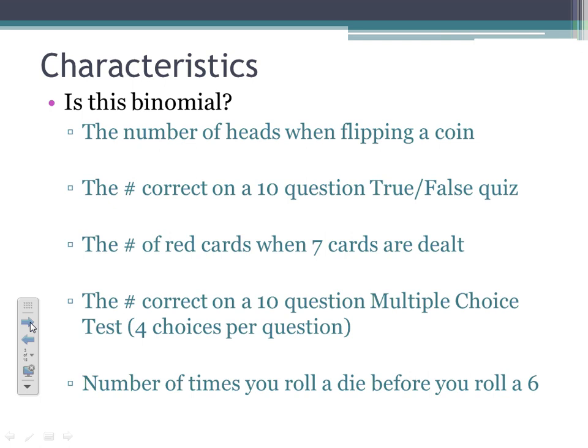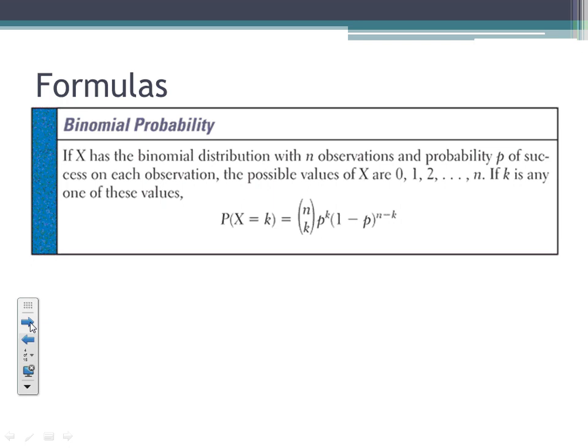So if you can identify that a problem fits the binomial distribution, then we're allowed to use the binomial distribution formula. And here's that formula. This formula is found in your gold packet, so you don't necessarily need to write this down in your notes, but you do need to know how to use it. And again, I'm going to show you how to do this on your graphing calculator as well.